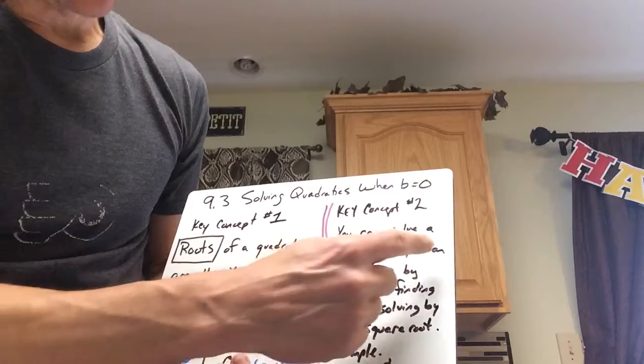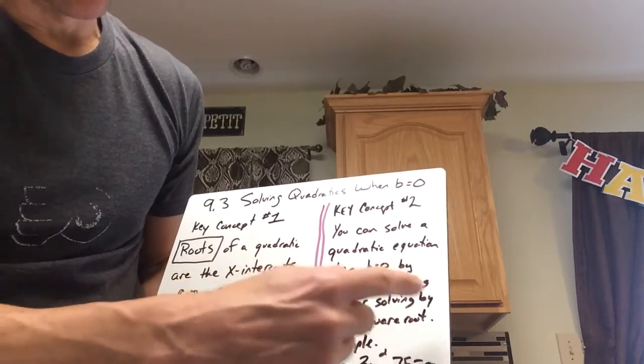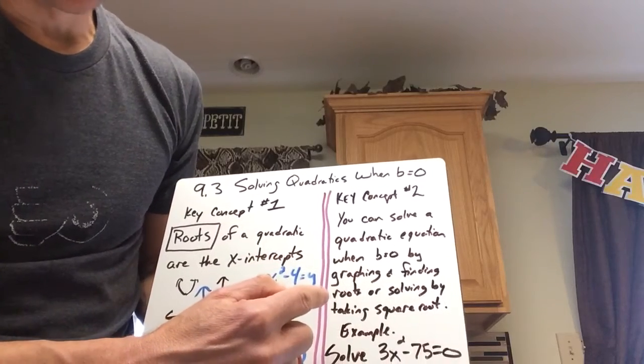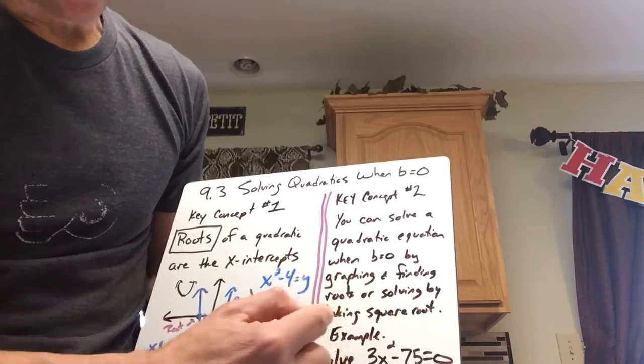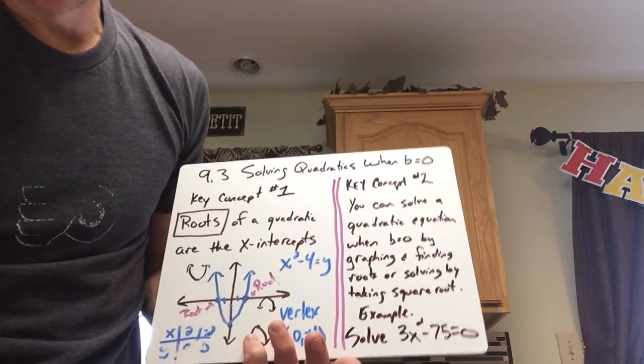You can solve a quadratic equation when b equals 0 by graphing and finding the roots, which we just did over here. And you don't really want to do that. That's way too much work. The easier way is just by using algebra. We're going to isolate the x squared and then take the square root. It really is that simple.